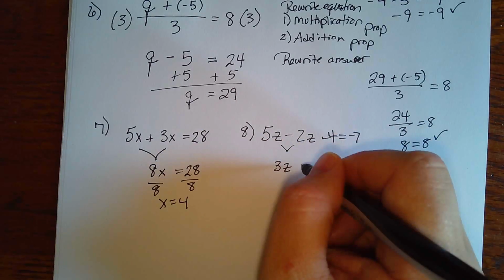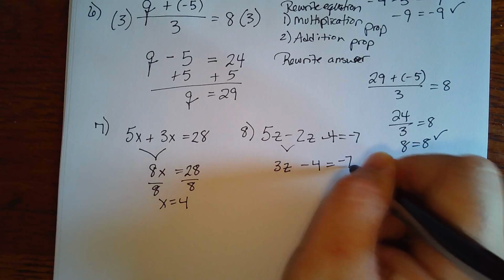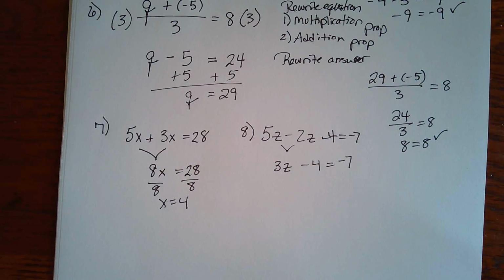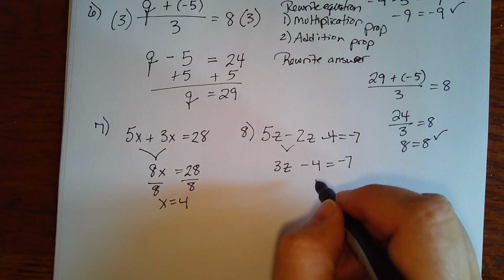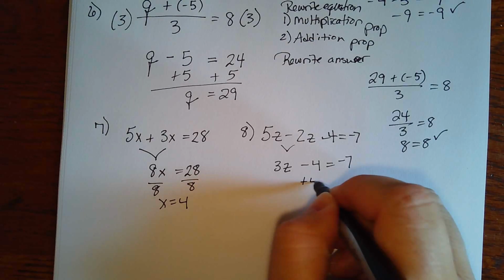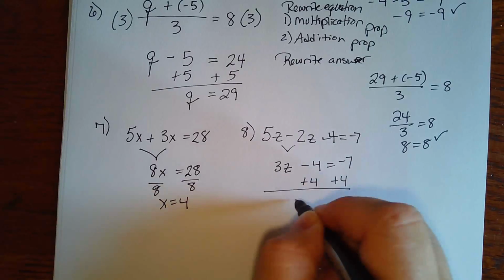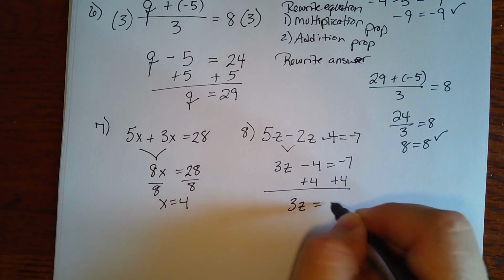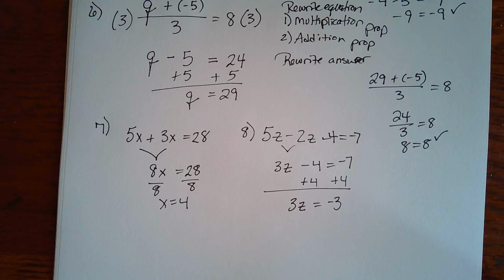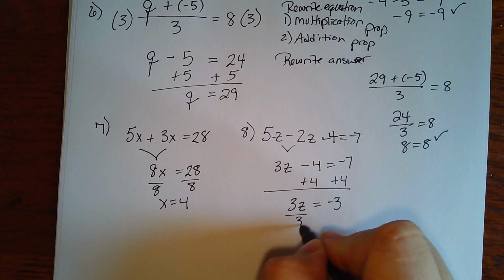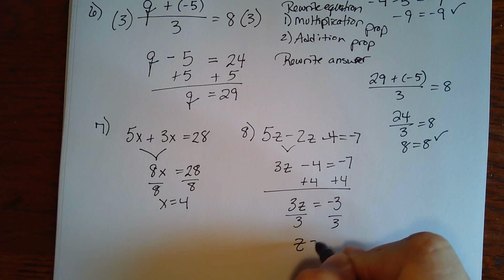Let's recopy the rest of the problem. Now, the second step said to move things across the equal sign to combine them. So negative 4 and negative 7 are on opposite sides but can be combined. Be careful when you move across the equal sign, it changes the sign. So instead of negative 4, it's going to become positive 4. So 3z equals negative 3. Our last step is, the opposite of multiplication is division. So I divide both sides by 3, so z equals negative 1.